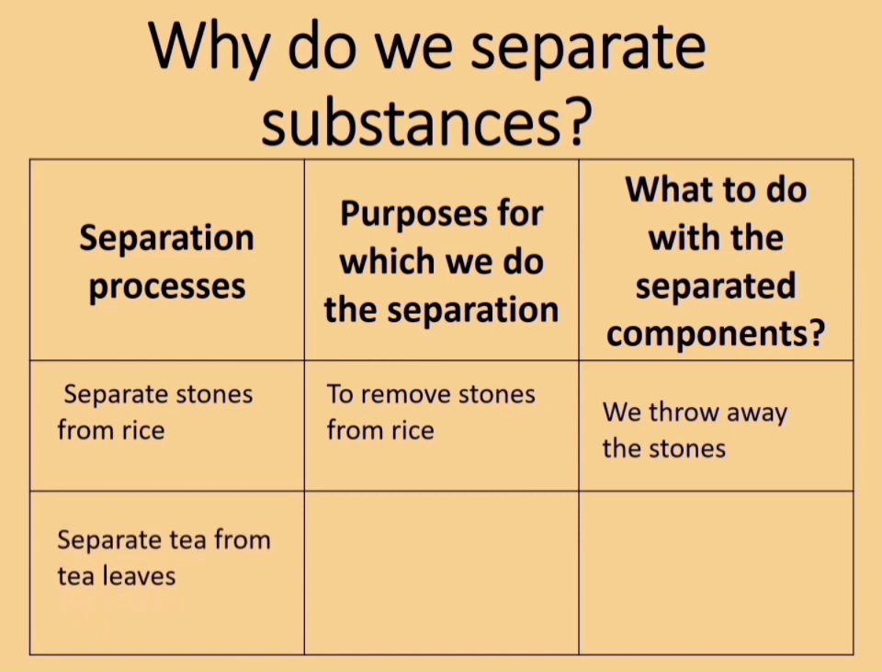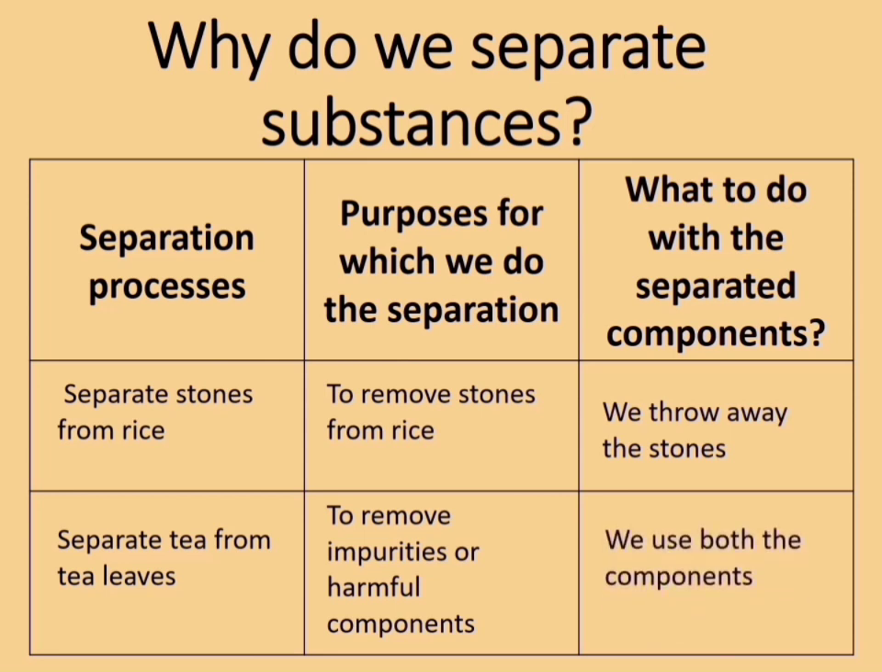Our second process is separating tea from tea leaves. Why do we do that? Why do we separate tea from tea leaves? In order to remove impurities or harmful components, we separate tea from tea leaves. And what do we do with the separated components? We use both of these components, that is tea and tea leaves.